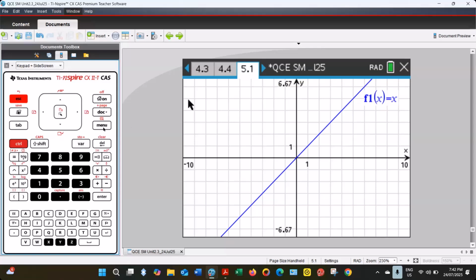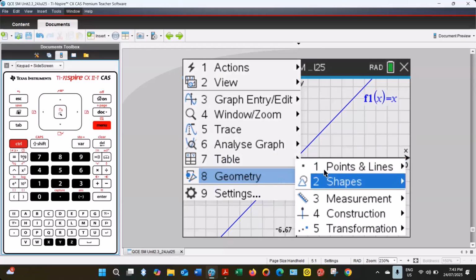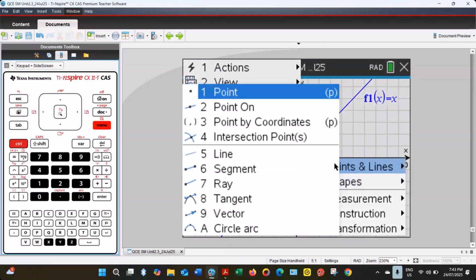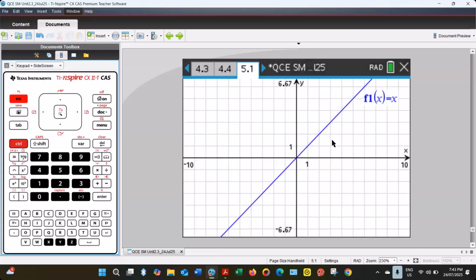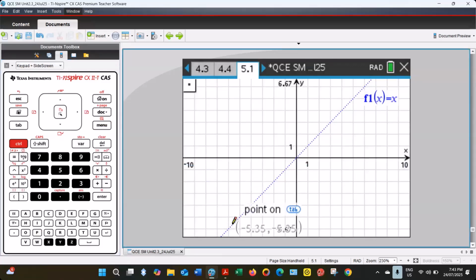So what I want to do is put in a point on that line. Now, you'll notice that in the graphs application you've got all of the geometry tools available. You've got points and lines, and in particular, you'll notice that for point or point by coordinates, it's just got a P next to it. So what that is telling you is that the shortcut for inserting a point is to just hit the key for the letter P. So if you hit the letter P key, then you can either do point or point by coordinates. Now, this time I want to do just point. So I want a point that I'm going to put on the line. So make sure that it says point on.